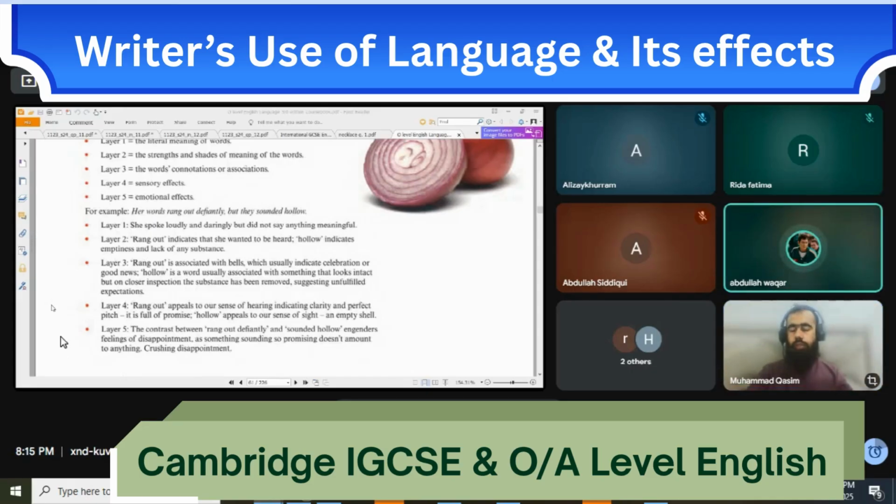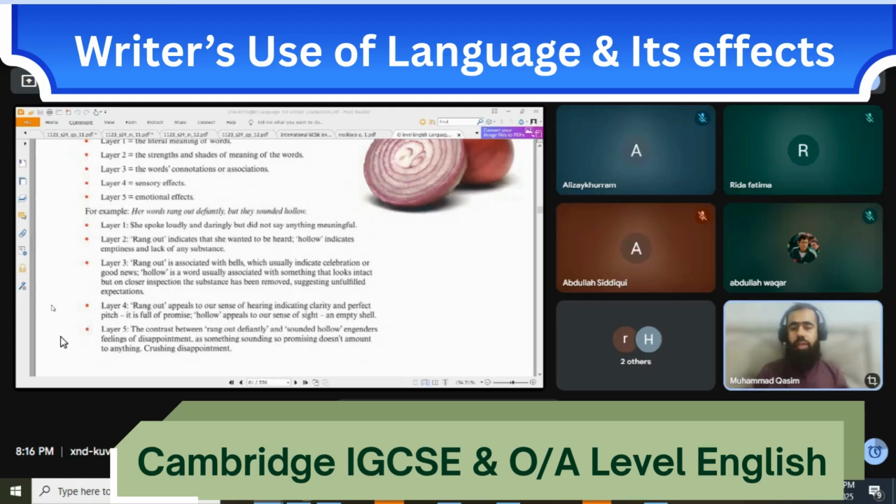Her words rang out defiantly but sounded hollow. First read the example sentence itself before moving to layer one. Defiantly means that when you speak the words, but on the ear of the next person who is hearing, they have no effect. Defiantly is like speaking too loudly. Sometimes people in anger cry too much, saying so many words angrily, but having no effect, having no meaning in their words. But saying things too loudly or like crying.